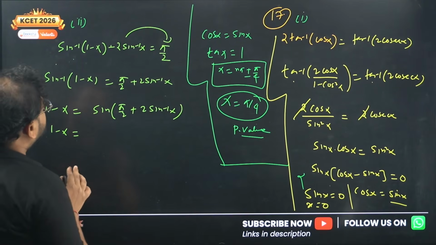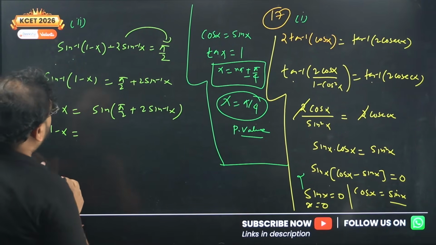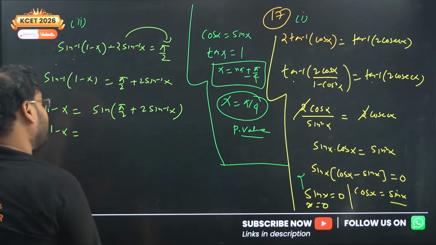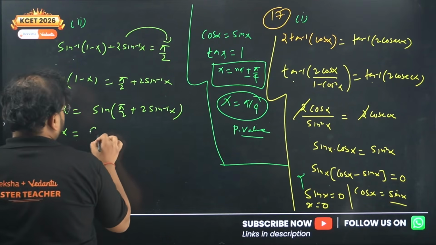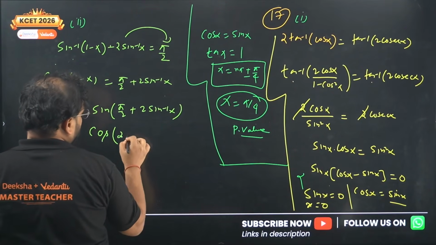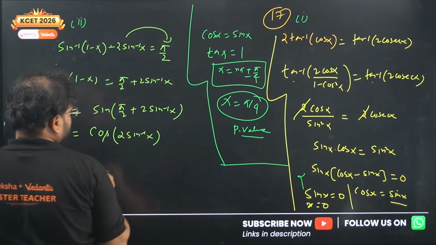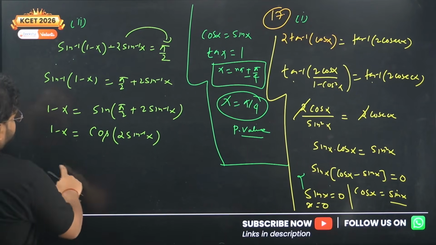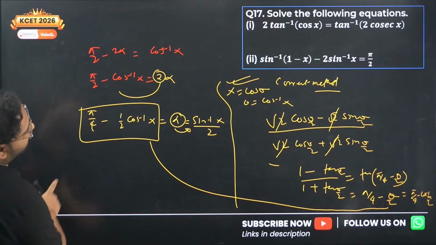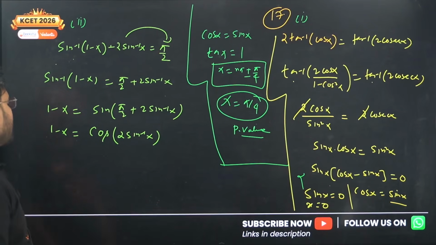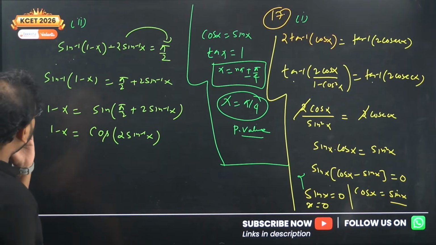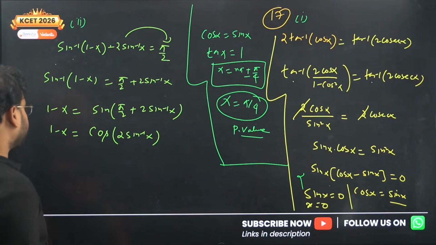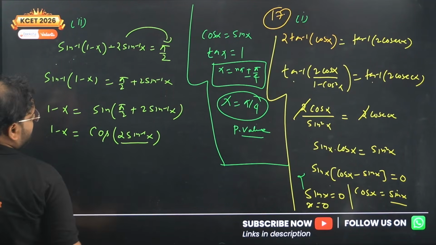Pi by 2 plus, okay, apply sine, it will become cos only. Cos of 2 sine inverse of x. Okay, so far so good. So we have cos of 2 sine inverse of x. But we use the cos part. You have to change this now to sine inverse of x.